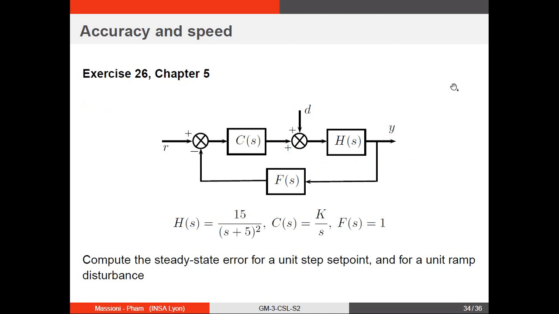Last example, last exercise. We have this closed loop over here. We want to compute the steady state error for a unit step of set point and for a unit ramp of disturbance.